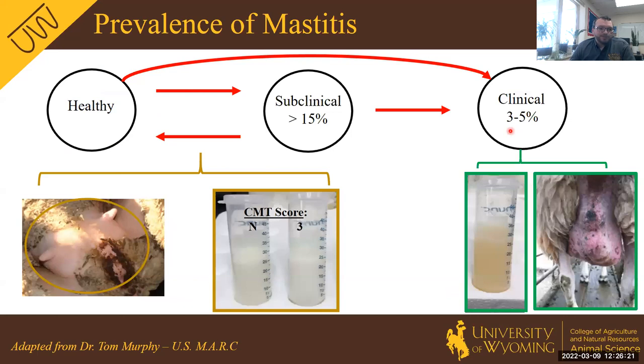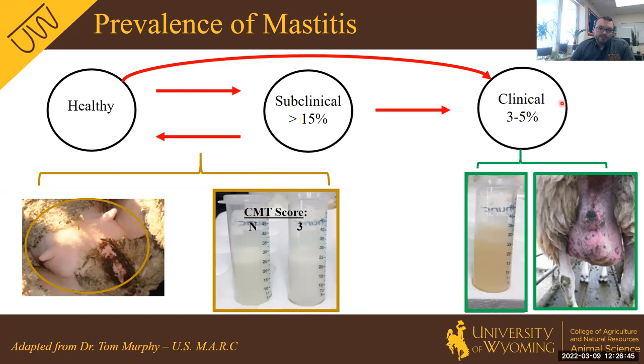So let's talk about the prevalence of mastitis now. I said earlier we had two states. We have clinical mastitis and subclinical mastitis. So the remainder of our females would be considered healthy. Again, clinical mastitis has these visually apparent signs in the udder. So it looks swollen, firm, and feverish or hot to the touch. And in the milk, so there might be abnormal odor, color, or consistency.